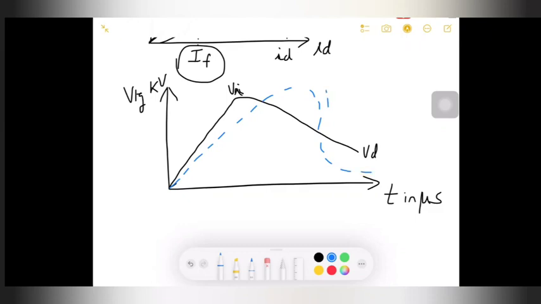So this is ID, this is ID, and here we have a Vp. So this is Vp, and we have Vs. So this is Vs. This is Vs. This is a surge arrestor operation. So I will be explaining this.